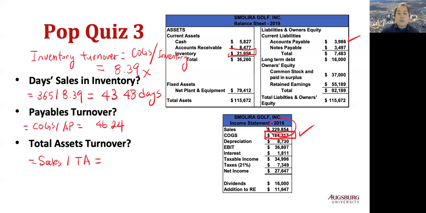Total asset turnover equals sales divided by total asset. Sales is 229,854. Total asset 115,672. 1.99. That's how to calculate these numbers.